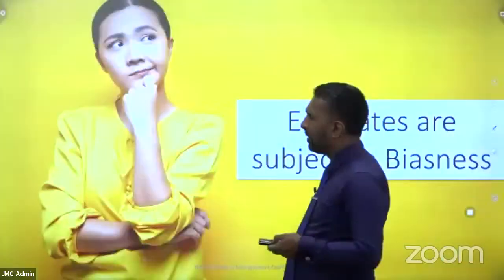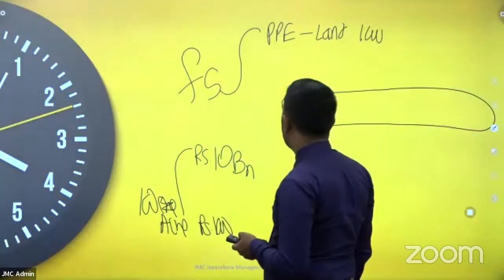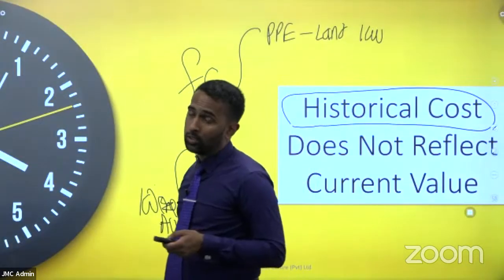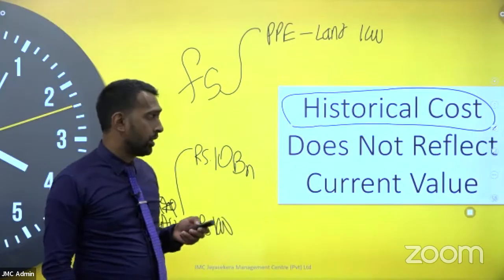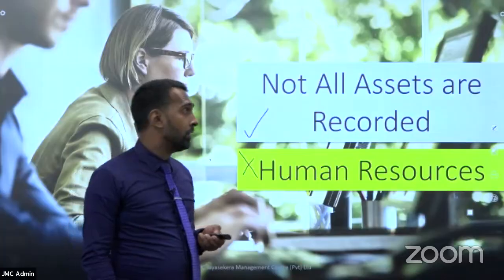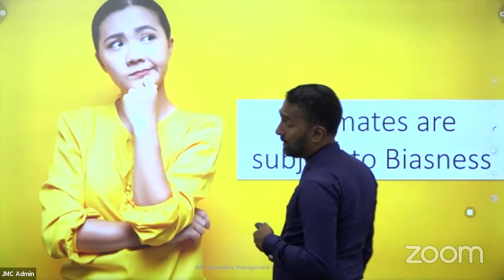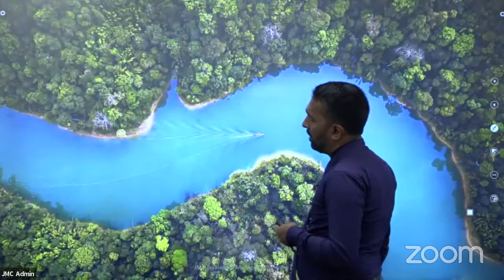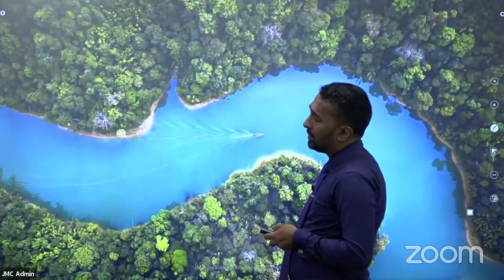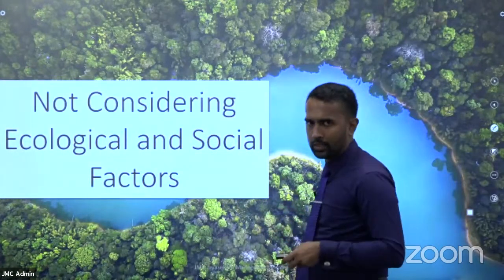And the final factor, right? මම දැන් accounting වල limitations කීපයක් වඩ කතා කරගෙන ආවා. I hope you can remember, right? Historical cost does not reflect the current value. And human resources, we don't account for it. We don't account for information, and estimates are subject to biasness. And the final factor, right? Now, the final factor is in accounting, we ignore the ecological and the social factors.